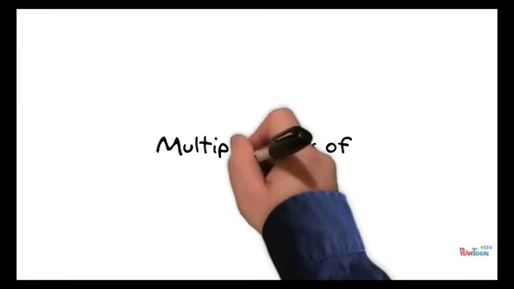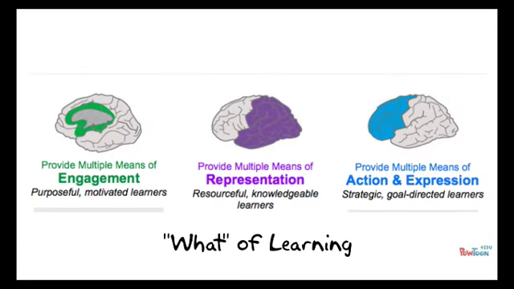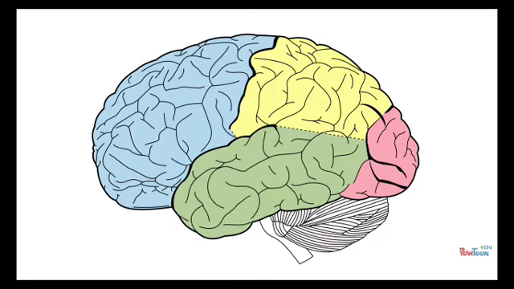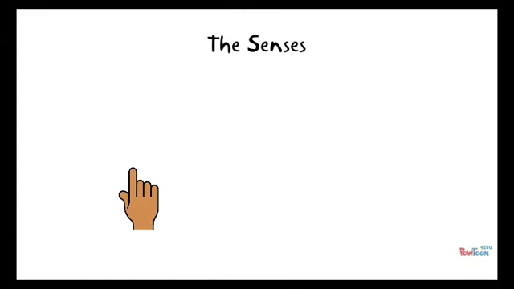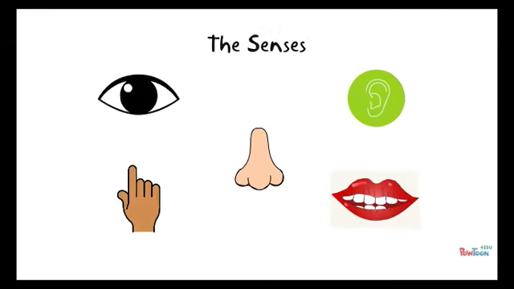Providing multiple means of representation is now the second principle of Universal Design for Learning. It is the what of learning, and its main purpose is to help students become resourceful, knowledgeable learners. Representation is handled by the recognition network, which is located in the back of the brain in those structures which are designed to recognize patterns in the information we receive through our senses.